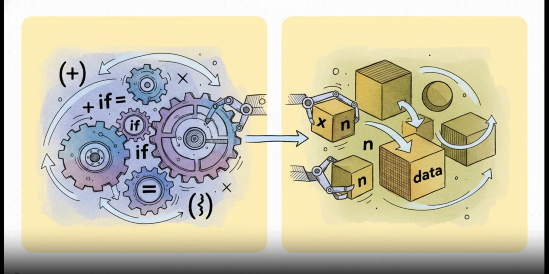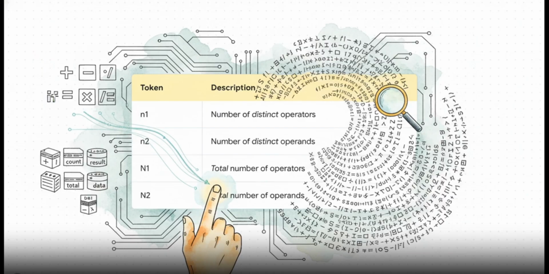Halstead's big idea was just brilliantly simple. He basically said that any piece of code in any language is just made up of two things: operators, which are the actions, the verbs of the code, and operands, which are the variables and values being acted on, the nouns. Seriously, that's it. So once you see code this way, you can start counting, and Halstead's entire system, I mean all of it, is built on these four simple measurements you see here. How many unique or distinct operators and operands you have, that's n1 and n2, and then the total number of times you use them, that's N1 and N2. Everything else is going to flow from these four numbers.